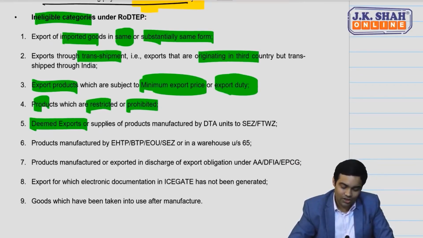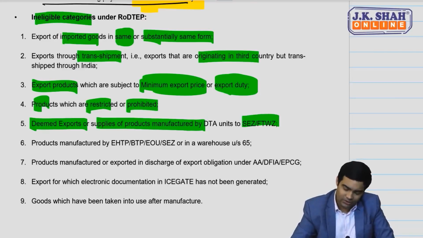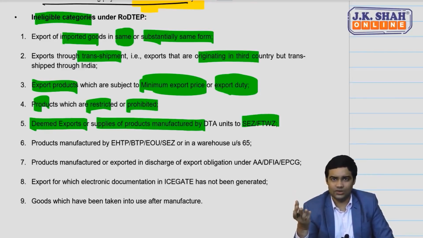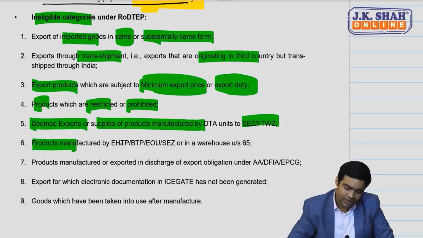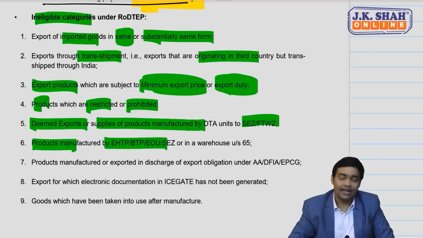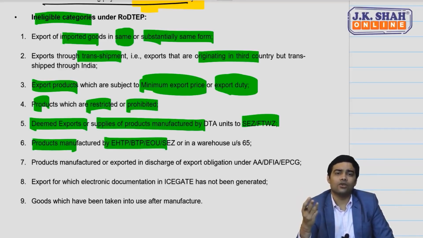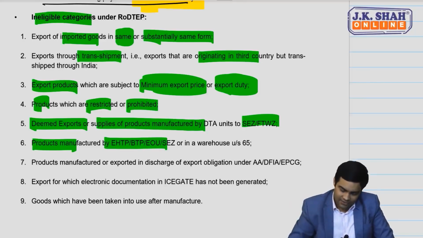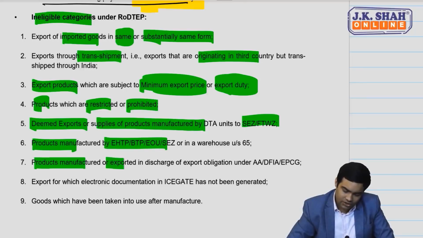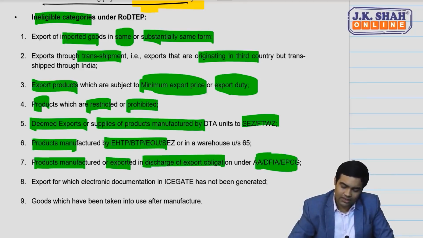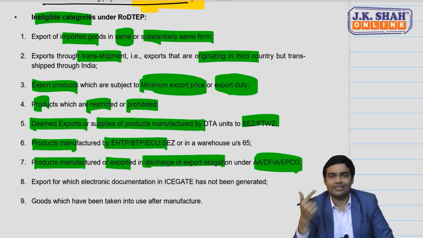Okay. Deemed export or supplies of products manufactured by DTA to SEZ or FTWZ. FTWZ is Free Trade Warehousing Zones. Products manufactured by EHTP, BTP, Electronic Hardware Technology Park, Biotechnology Park, Export Oriented Unit, SEZ. They will not get this benefit. Products manufactured or exported in discharge of export obligation under all these schemes: Advance Authorization, DFIA or EPCG. You will not get. Duty Free Import Authorization, EPCG and Advance Authorization.